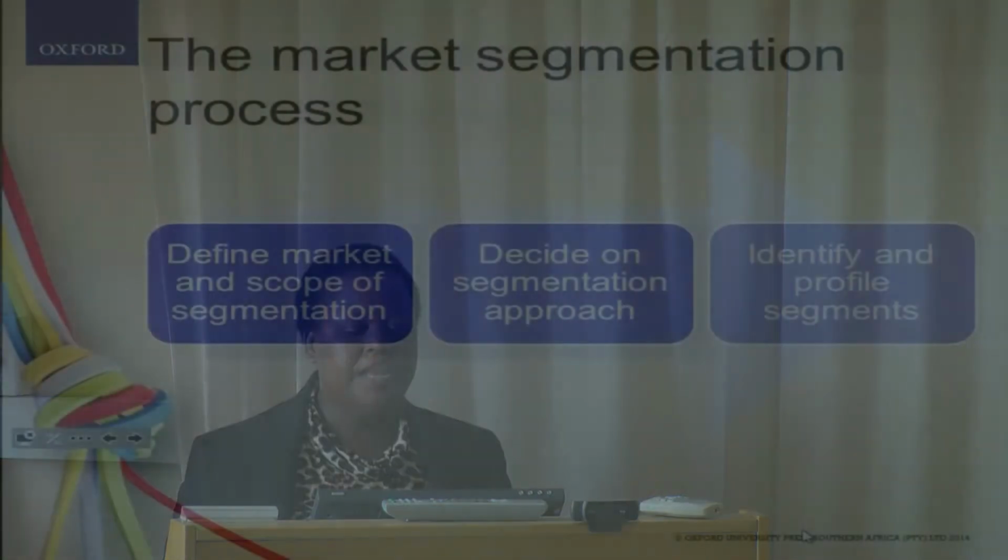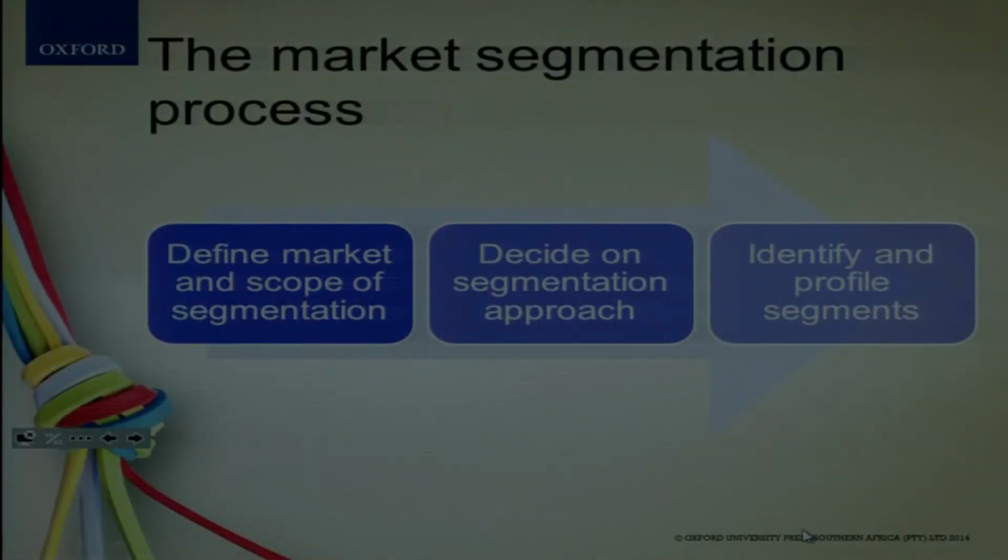So this is the market process. Define a market and the scope of your segment. So before you can start selling, you need to define the market. And you will be able to define the market when you decide on the approach of marketing and when you identify the profile of those markets. Here, in a nutshell, you need to do the market analysis. Go out there and get the market analysis. Get the profile of the people who are going to buy your products.